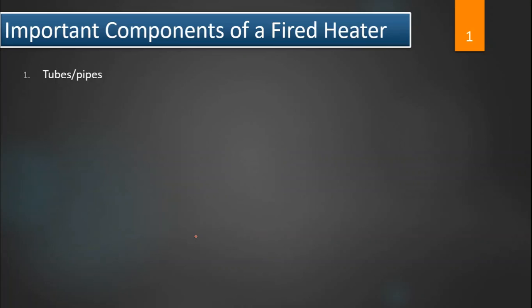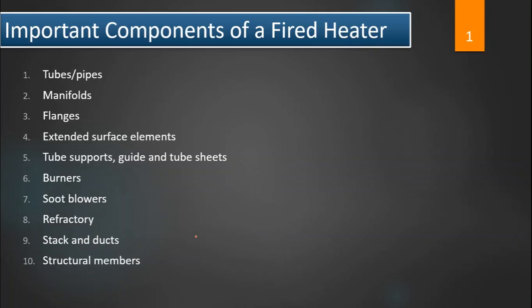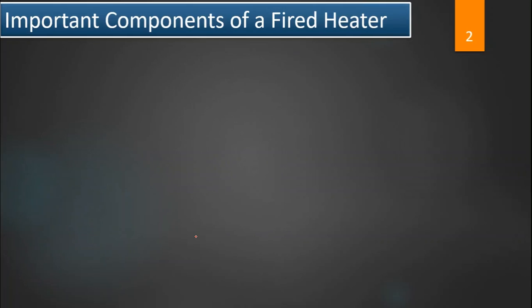So the first is tubes or pipes. As we know, this is one of the important ones. The second is the manifolds, third is flanges, next is extended surface elements, next is tube supports, guide and tube sheets, next is burners, chute blowers, refractory, stacks and ducts, structural members, instrumentation. So these are a few important components of the fire heaters. We are going to discuss all these important components one by one.